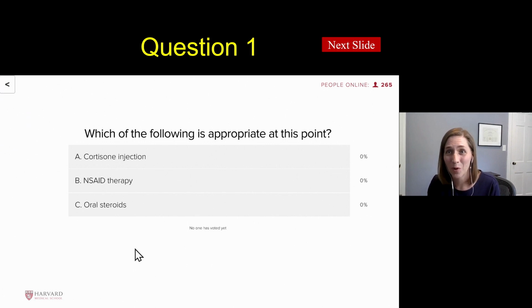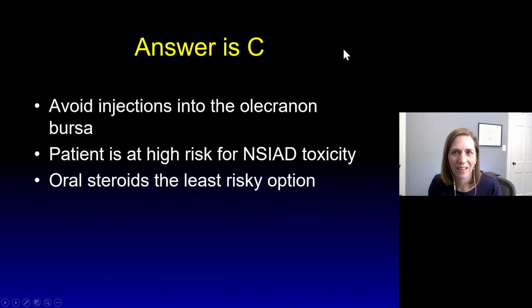I think I'm just going to move to the answer at this point. So the answer is C. You want to avoid injecting into the olecranon bursa due to the increased risk of infection. This patient that I mentioned is at high risk for NSAID toxicity, and really oral steroids would be the least risky option.